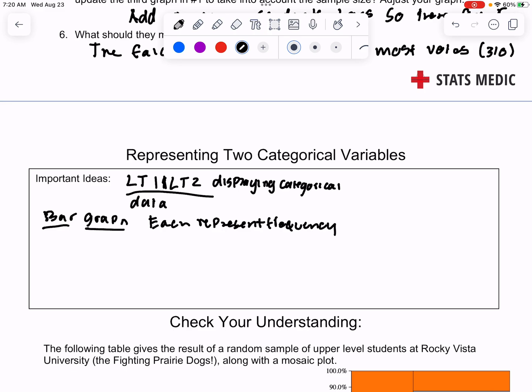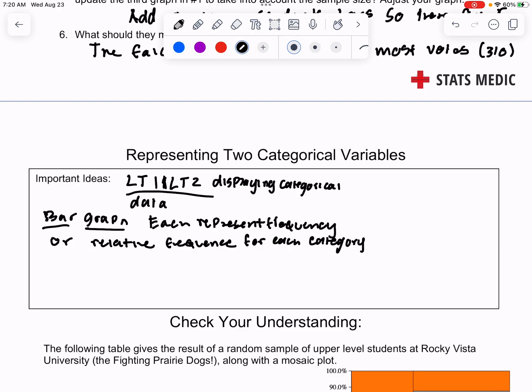It's the frequency. Remember, frequency is just counts, so how many people chose each mascot, or it could be relative frequency, which is percentages. What percentages of the total counts chose each mascot? And that's for each category. Okay, so that's the first one, bar graph.